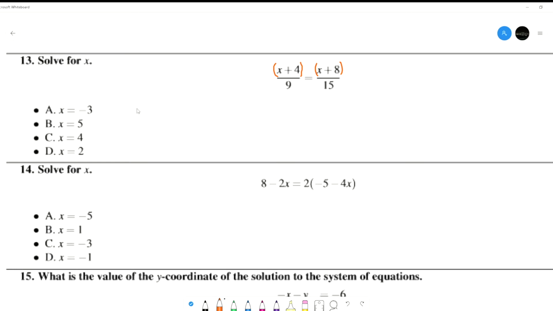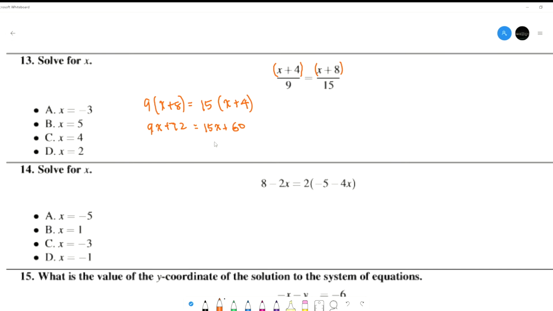So when you cross multiply, you have 9 times the quantity x plus 8 is equal to 15 times the quantity x plus 4. If you forget the parentheses, then you're going to forget to distribute. So now this is 9x plus 72 is equal to 15x plus 60. Now this is a one variable linear equation.